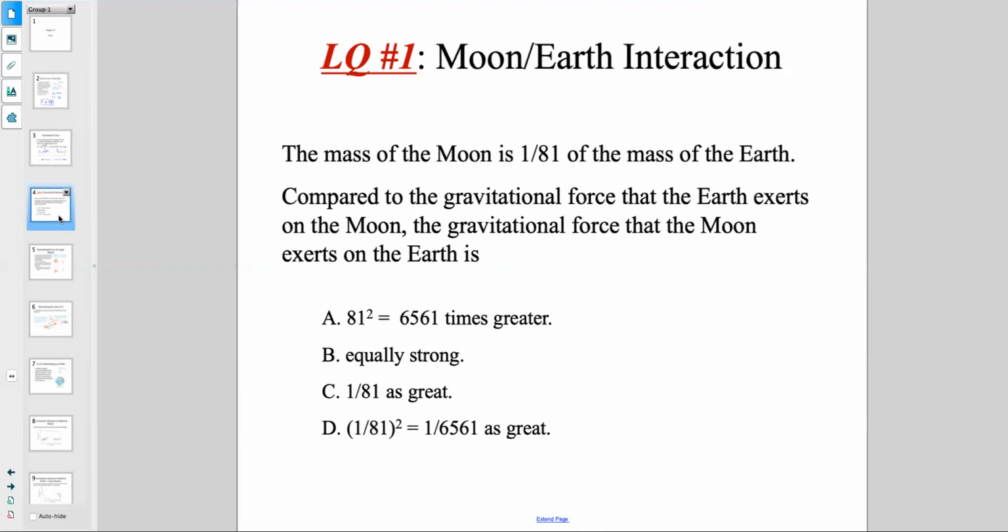So let's go over this little example. The mass of the moon is 1 over 81 times the mass of the Earth. Compared to the gravitational force that the Earth exerts on the moon, the gravitational force that the moon exerts on the Earth, they should be equally strong.